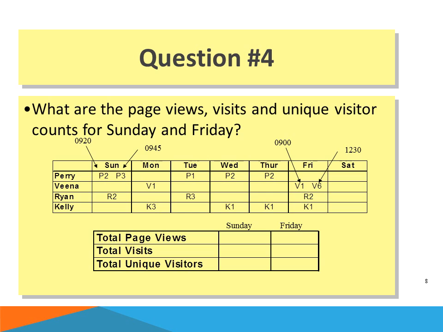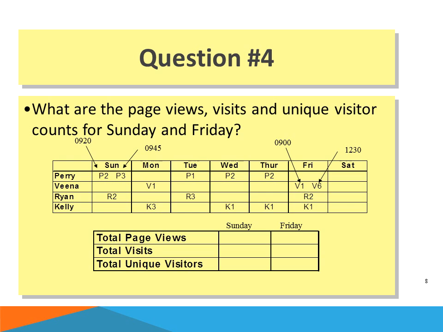How many visits? Well, because 9:20 and 9:45 are within 30 minutes of each other, that will be considered 1 visit unless I close my browser, for example, or deleted my cookies, okay? But if we assume that's not the case, that's the same visit, so it's only 2 visits, and it's 2 unique visitors. Let's take a look at Friday.